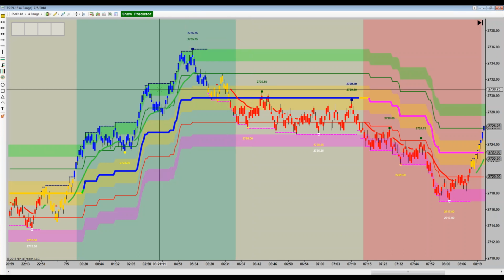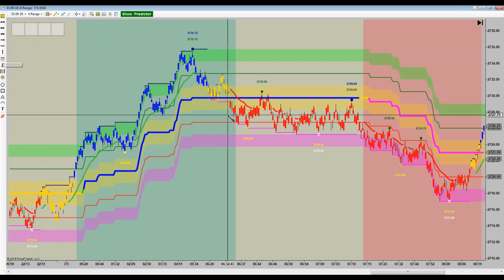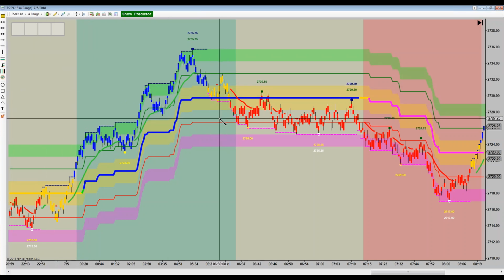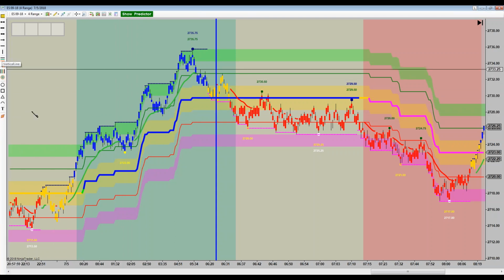Now notice what happened here on the 4. I'm going to show this in 2 forms. I'm going to show you on a 4 and a 2. 6:30 Pacific was right about here. Now you can see that overnight in the Asian session or the European session.